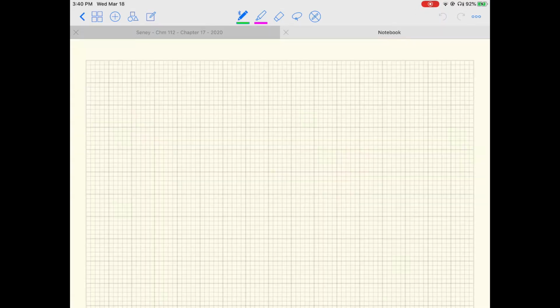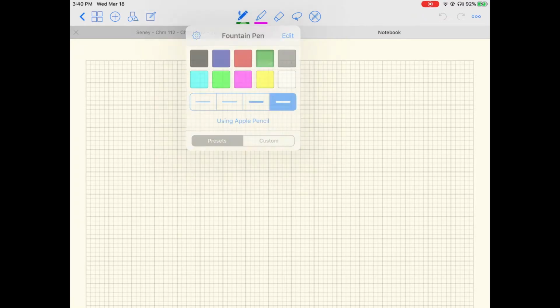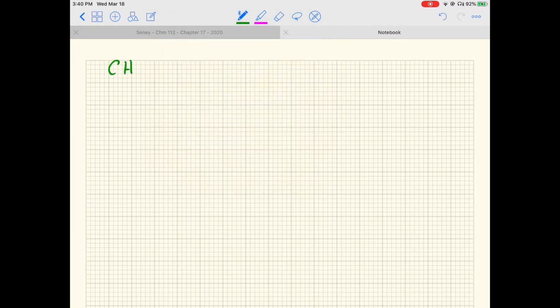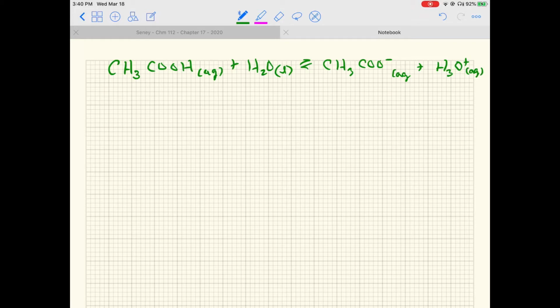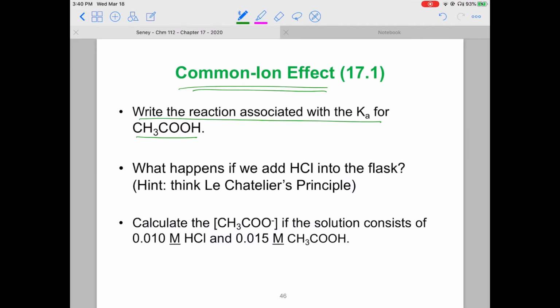I'm going to continue on to the notebook page and I'm going to write that equation here. So for any Ka, it's always the acid dissociating in water. Since it's a K equation, it's equilibrium based. And then we have our acetate, which is our conjugate base of our weak acid, plus our hydronium ion. That would be the Ka equation. So previously, that's what it asked us to do.